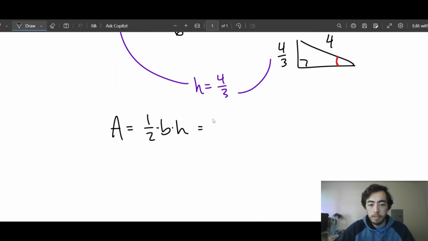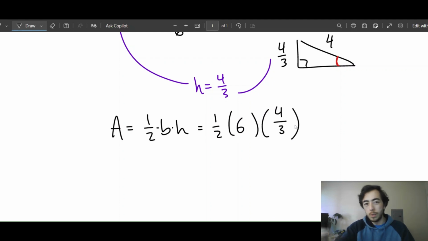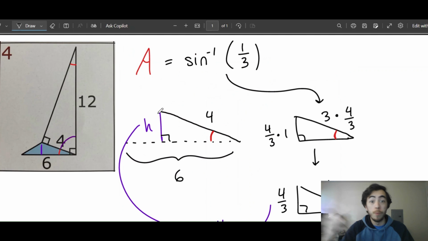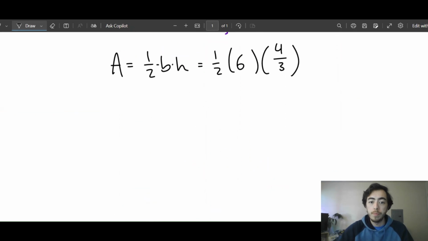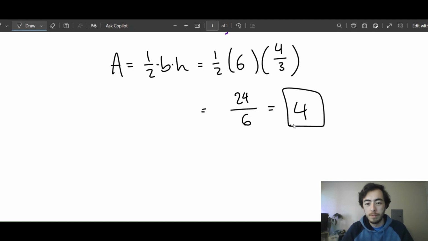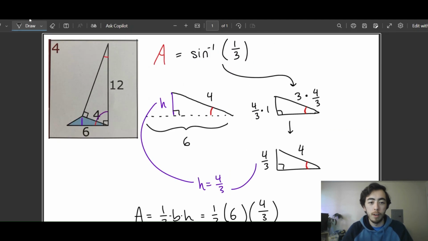So I'll do half. Base was 6. The height was 4/3. And if I just do the arithmetic here, I should get the number 4 because that's today's date. I have a 6 times a 4 on the top, so 24. I have a 2 times a 3 on the bottom, so that's a 6. And then 24 divided by 6 is 4. So that is the area of the blue triangle in that diagram.